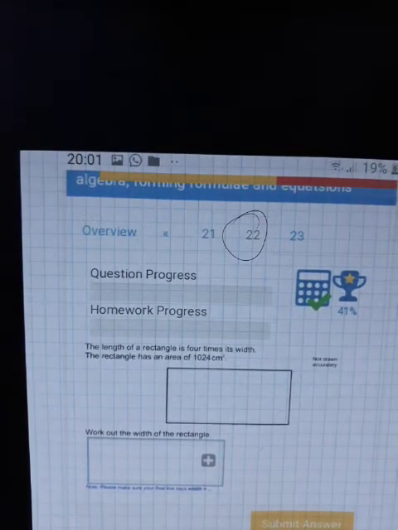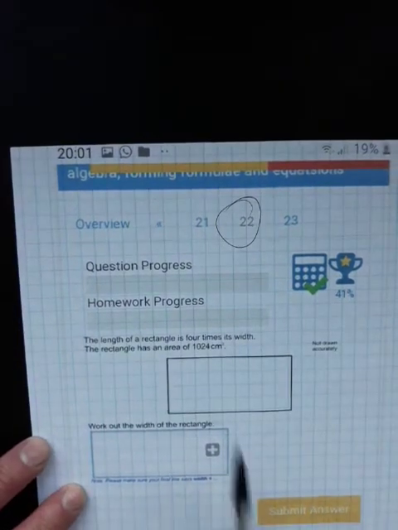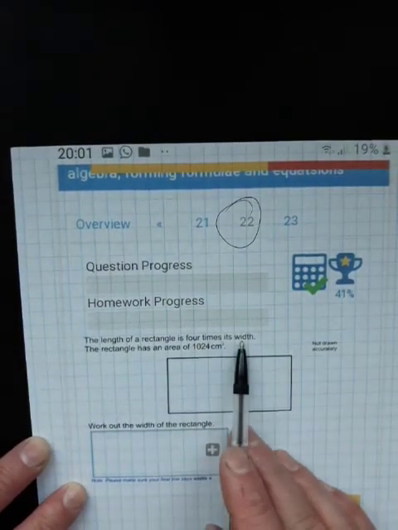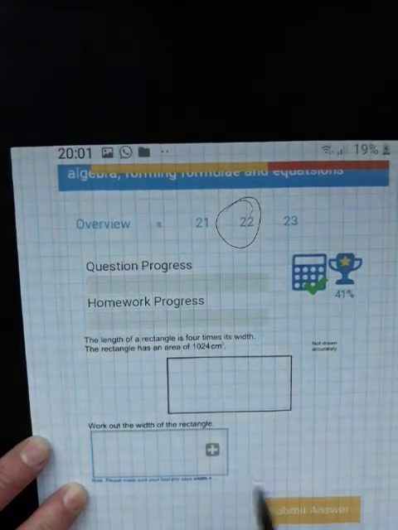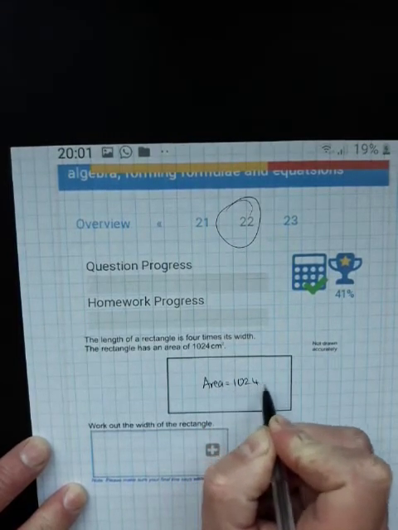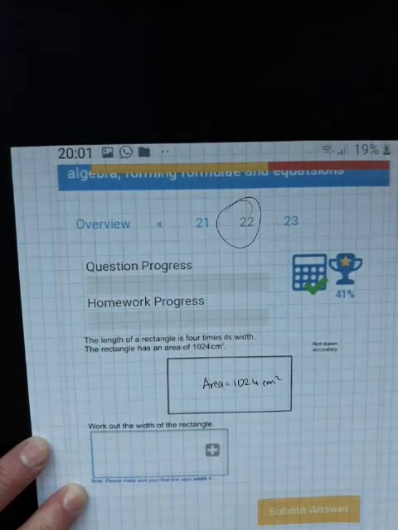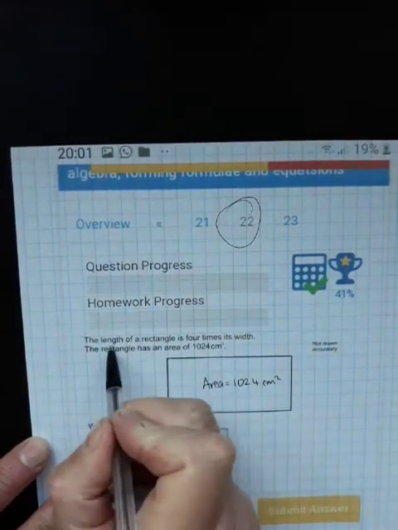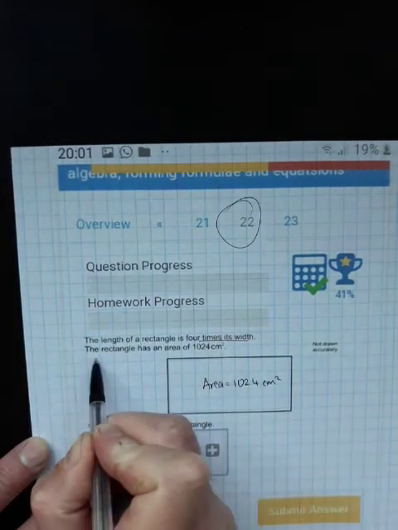And in this case, the information given here: the length of a rectangle is 4 times its width. The rectangle has an area of 1,024 centimetres squared. So the area, let's put that in there, is 1,024 centimetres squared. This is the bit that's tricky, isn't it? The length is 4 times its width.